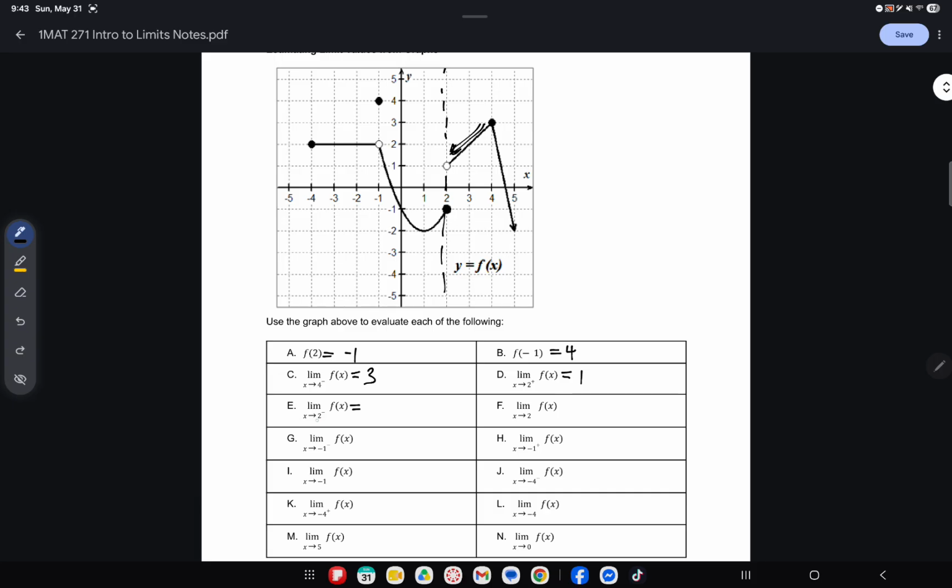Now we'll go to 2 from the left side, this other side here. I do have a closed point there, but it doesn't matter. It's about what it is approaching. So we are approaching -1.